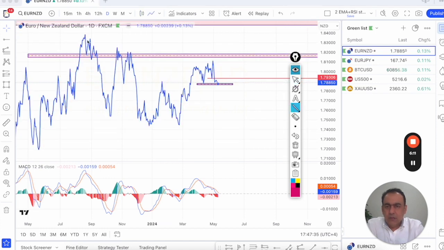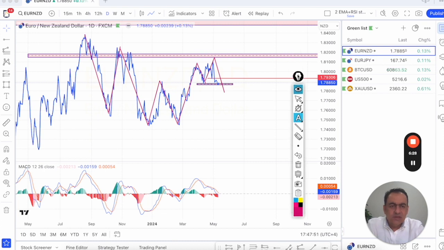Here it's making a sequence of lower lows, and the bearish plan would be invalidated if we get a break above 1.8200. So I'm talking about this area. If buyers succeed in taking the price higher than 1.8200, then the bearish plan would be invalidated. Otherwise, I can see that EURNZD can easily touch 1.7730 or 5. Now let's move to the next instrument, that's Euro versus Japanese yen.